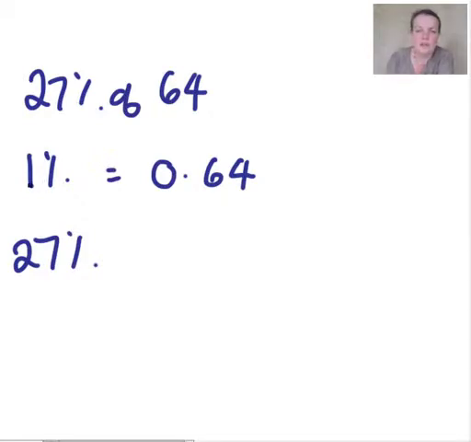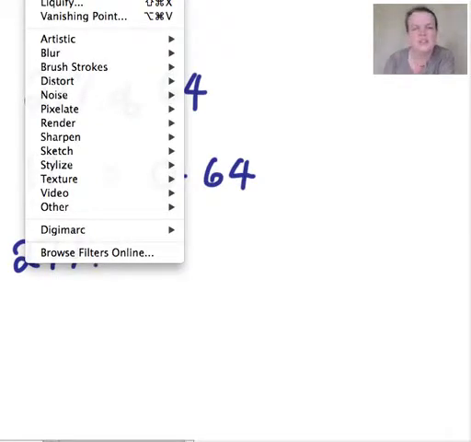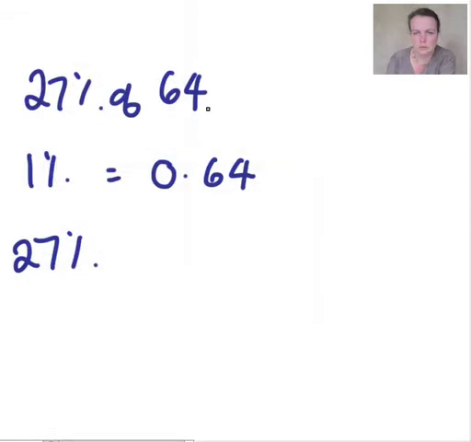So if one squidgy marshmallow, do you spot a theme here? One squidgy marshmallow cost 64 pence. 27 squidgy marshmallows would be that. What would be that times 27? So let's just multiply it by 27.